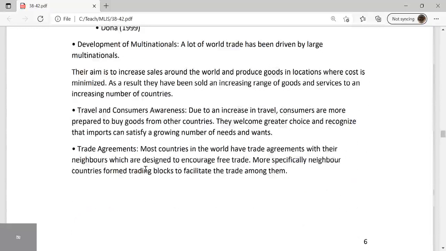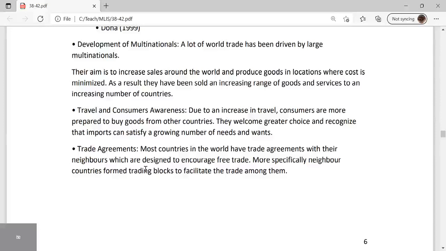Next, we have travel and consumer awareness. Nowadays traveling has improved a lot. Due to increasing air travel and other travel, consumers are more prepared to buy goods from other countries. Consumers are now aware of goods and services from around the world. They were exposed to many kinds of goods and services.